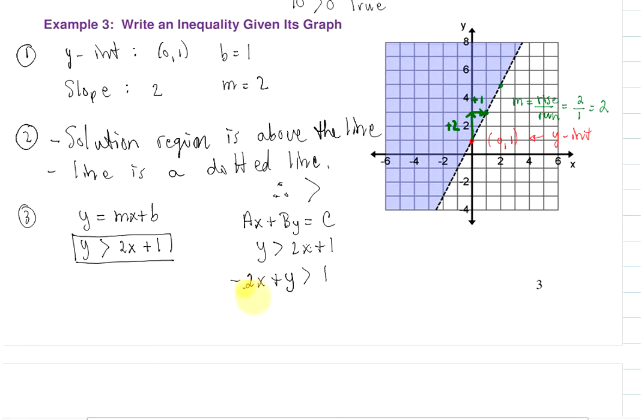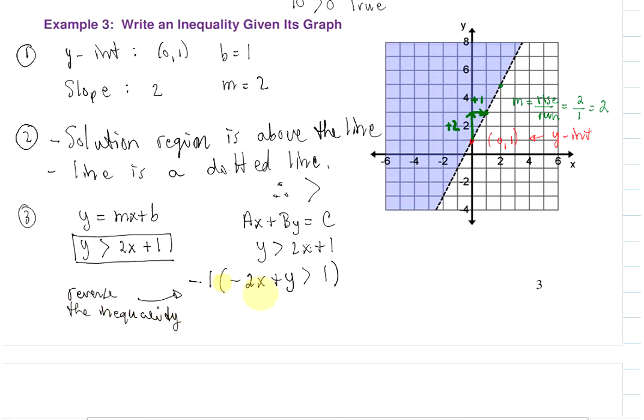So I have to make this negative 2 a positive 2, right? So what I'm going to do then is multiply everything through by negative 1, because that's going to change the signs of all of my terms. And remember that because I'm multiplying both sides of an inequality by a negative number, I have to reverse the inequality.